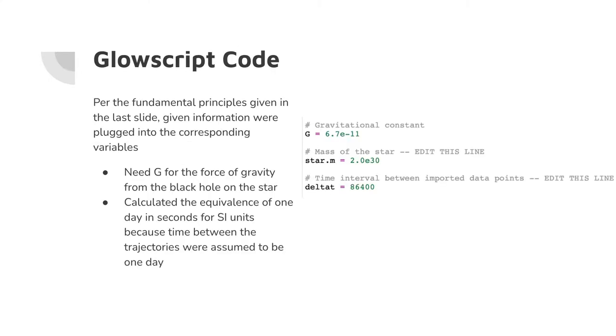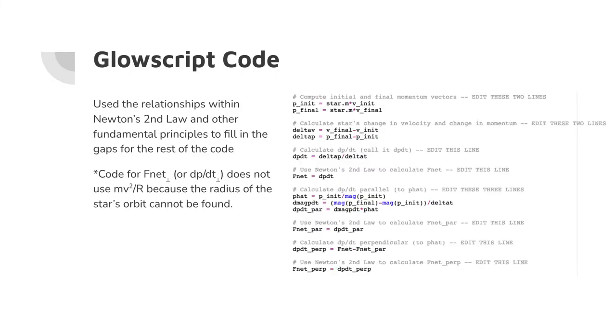The given information from the lab instructions was plugged into the corresponding variables in the Glowscript simulation. Gravitational constant is needed as we are assuming that the net force on the star is solely due to the black hole. Delta t was set to 86,400 because the time between the trajectories is thought to be 1 day, which was converted into seconds per SI units.